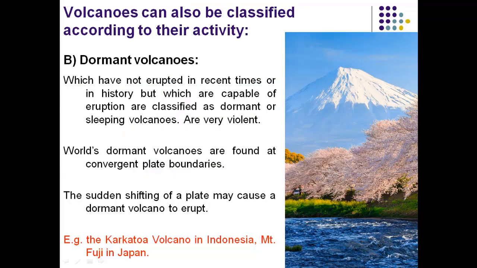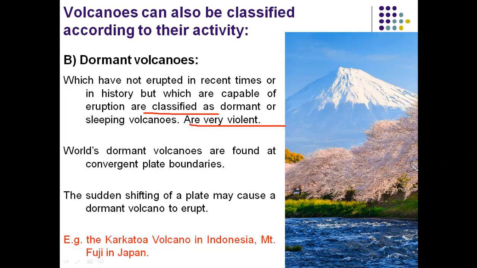Now the second type of volcano that we learn is dormant volcanoes. The name itself suggests that these volcanoes are sleeping, which have not erupted in recent times or in history. They are capable of eruption at any point of time. They are mainly classified as dormant or sleeping, as I have already told. When they erupt, they are very violent.